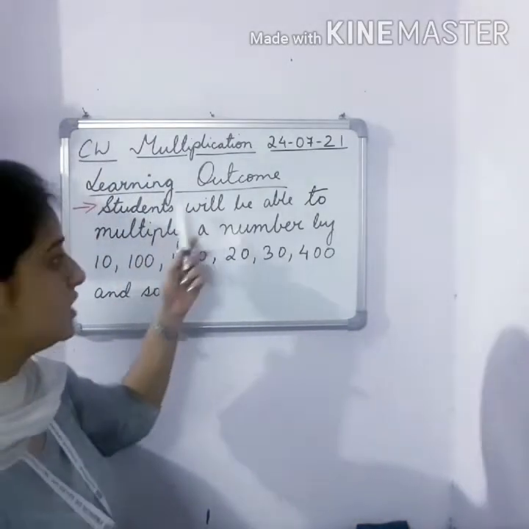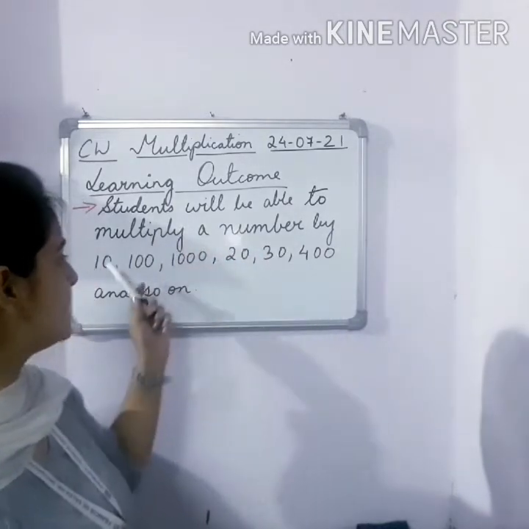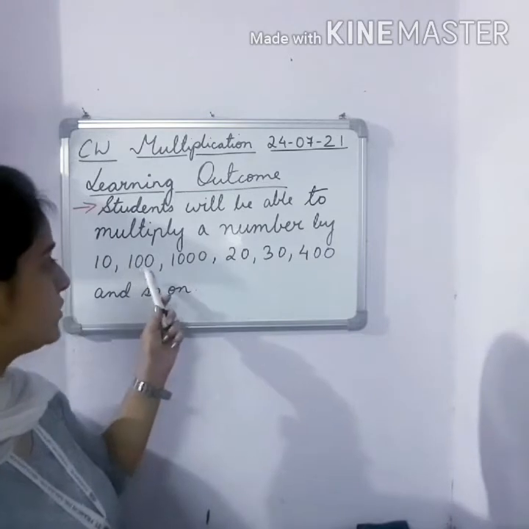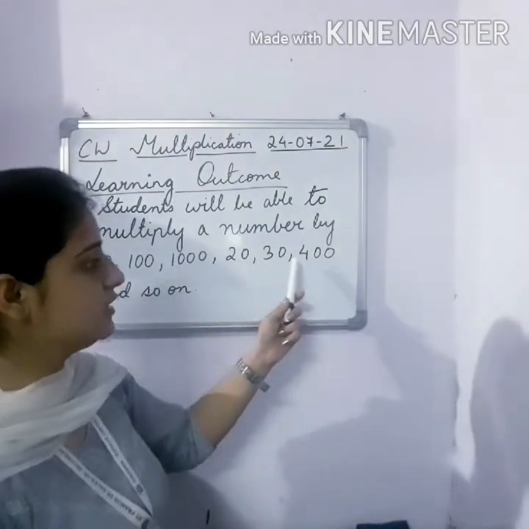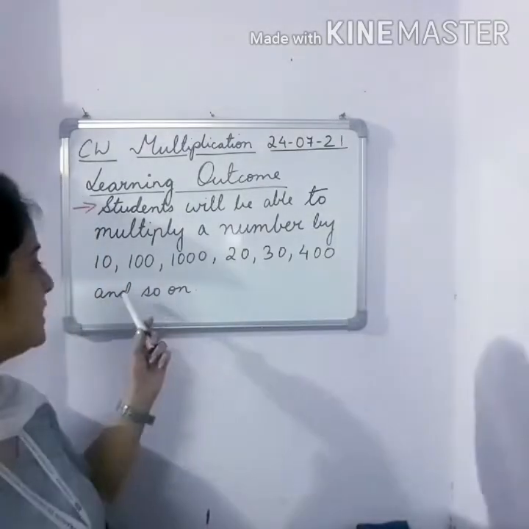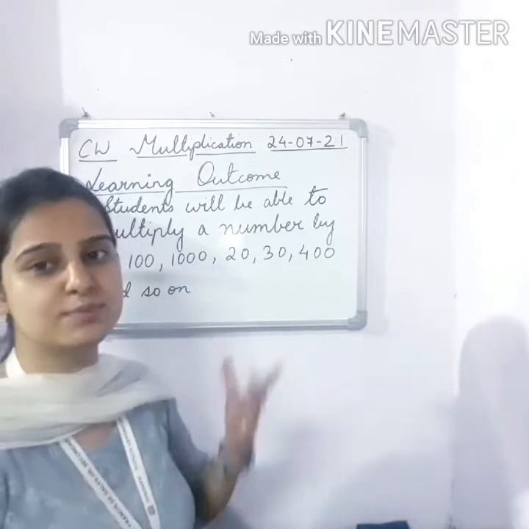The learning outcome is, children, students will be able to multiply a number by 10, 100, 1000, 20, 30, 400 and so on. Many more numbers you will learn how to multiply with these types of numbers.